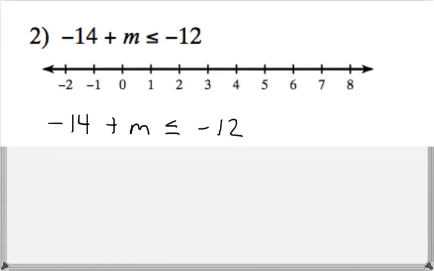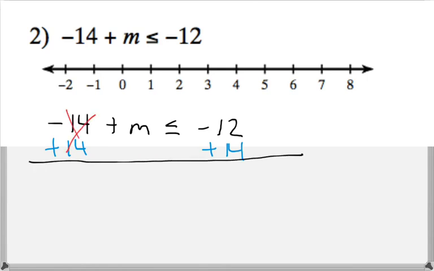Let's look at another example. Here we have negative 14 plus m is less than or equal to negative 12. So we need to figure out what we're trying to solve for. I'm trying to solve for m. What is preventing it from being by itself is that negative 14. We undo negative 14 by adding 14. If we add 14 to both sides, it cancels out over here. We're left with m is less than or equal to negative 12 plus 14, which is 2. Now we've solved it, now we just have to graph.